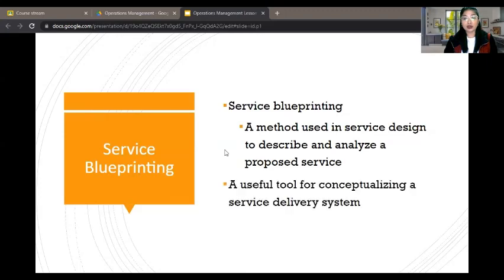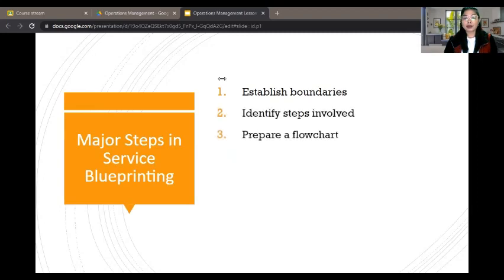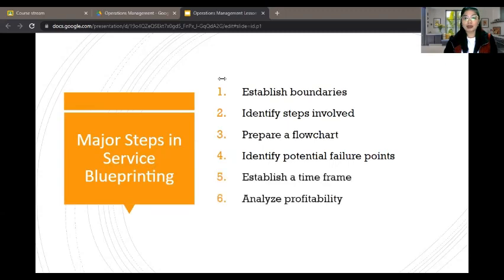This is a useful tool for conceptualizing a service delivery system. The major steps in service blueprinting are as follows. First, establish boundaries. Second, identify steps involved. Third, prepare a flow chart. Fourth, identify potential failure points. Fifth, establish a time frame. Sixth, analyze profitability.